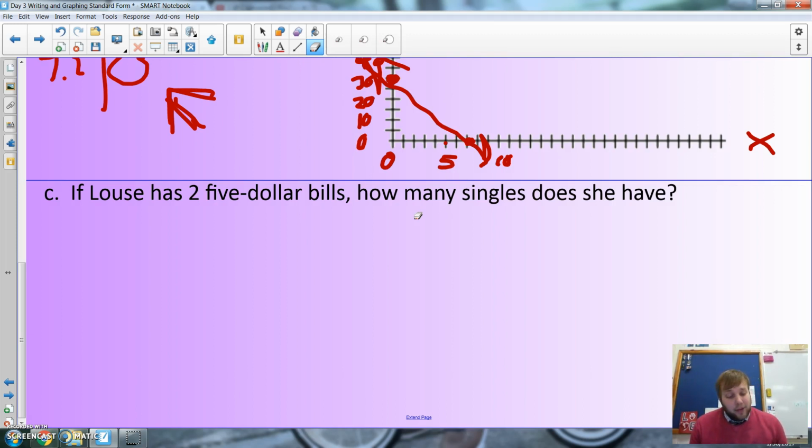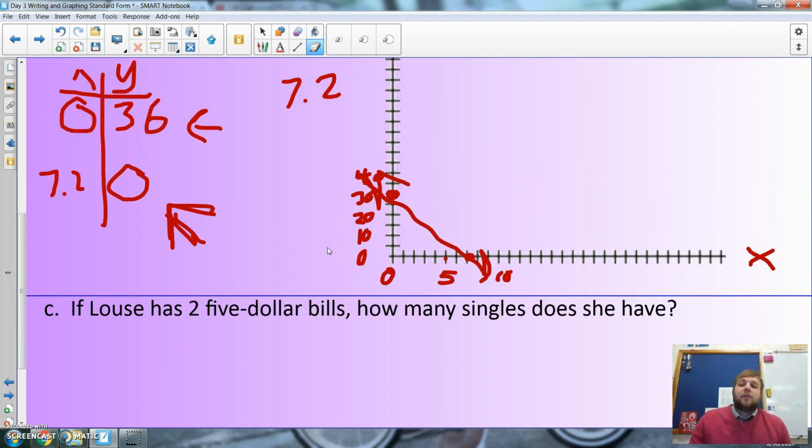If you guys are getting stumped with algebra, solving for x, I'm sorry guys, you had a whole year last year, plus some before then. All right, last question. If Louisa had two $5 bills, how many singles does she have?